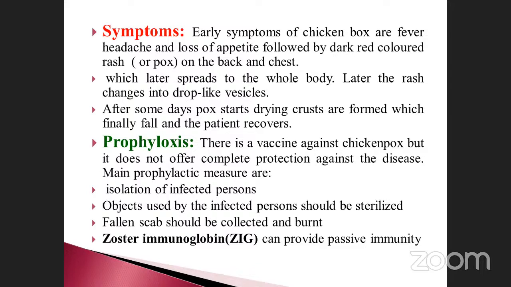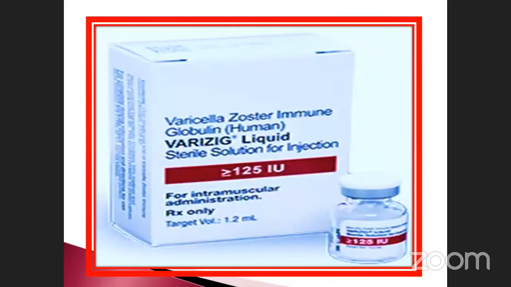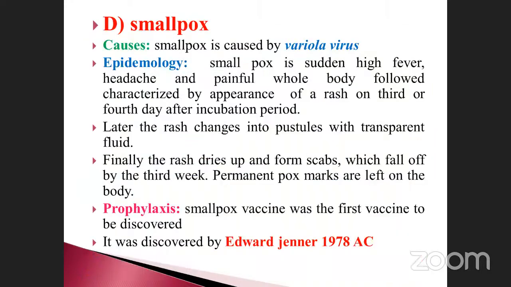Zoster immunoglobulin, ZIG. Zoster immunoglobulin can also provide passive immunity. Passive immunity, we will study what it is later. This is also very, very important. See, this is the vaccine for chickenpox. Varicella zoster immune globulin, VZIG, like that they may call it.